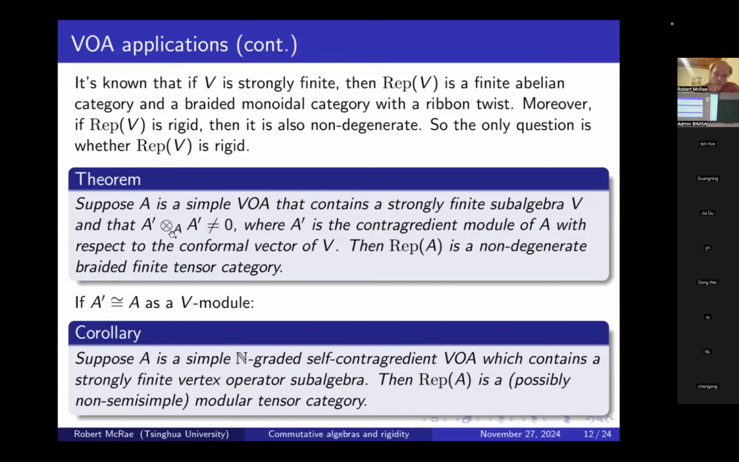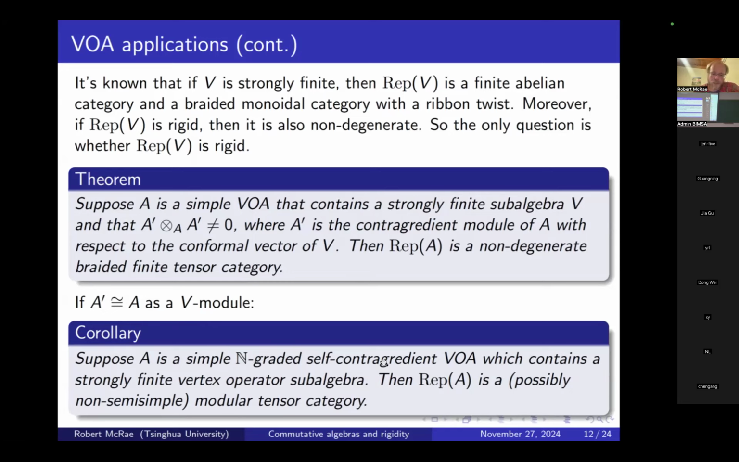So we again want this tensor category to be non-zero in order to get this algebra A to be exact. And if A is exact, then its representation category will be rigid. So we get a non-degenerate braided finite tensor category. The only thing is whether the ribbon structure on the category of V modules extends to a ribbon structure on the category of A modules. And that will be the case if A is isomorphic to its contragradient A prime as a V module, and also if we assume that A is n-graded.